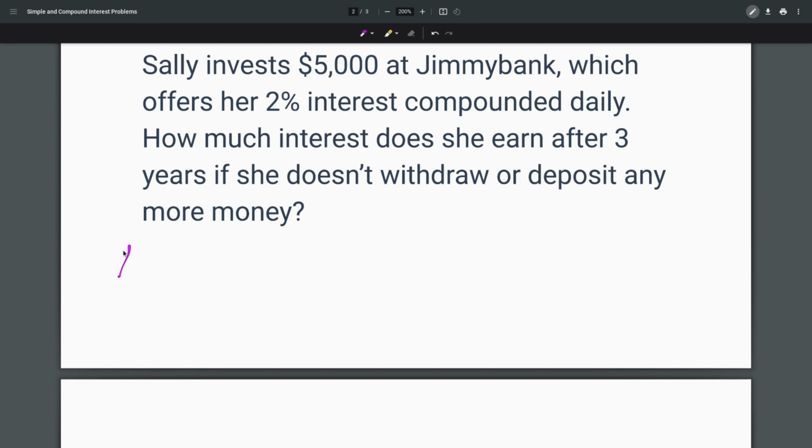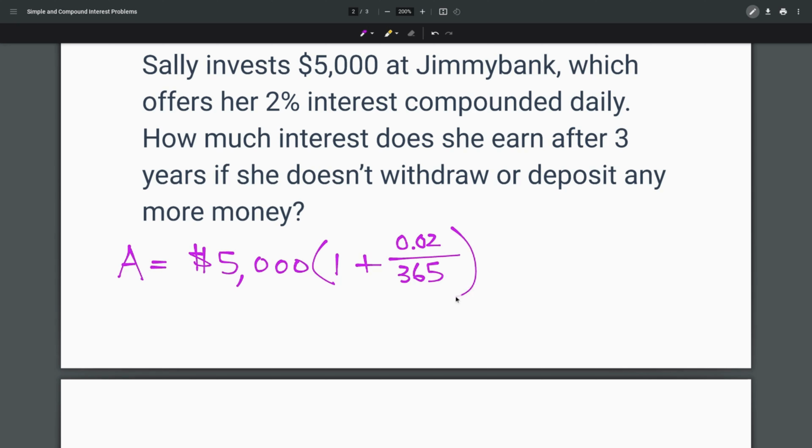So the total amount is going to be the principal, so $5,000 times 1 plus the interest rate as a decimal, 0.02, divided by, it's compounded daily, so there's 365 days in a year. And we're going to raise that to 365 times 3 years.